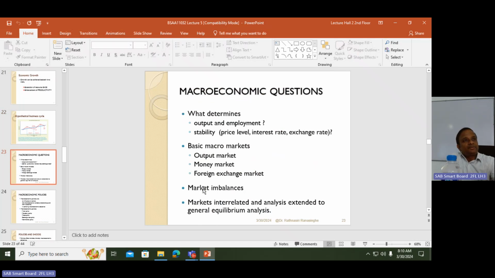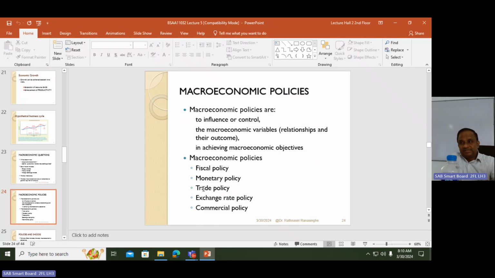Then we talked about macroeconomic policies and economic analysis. Basically, in macroeconomics, two areas are the focus. When you look at the scope of macroeconomics, one is economic analysis, and the other is economic policies. In economic analysis, we analyze those major macro variables.